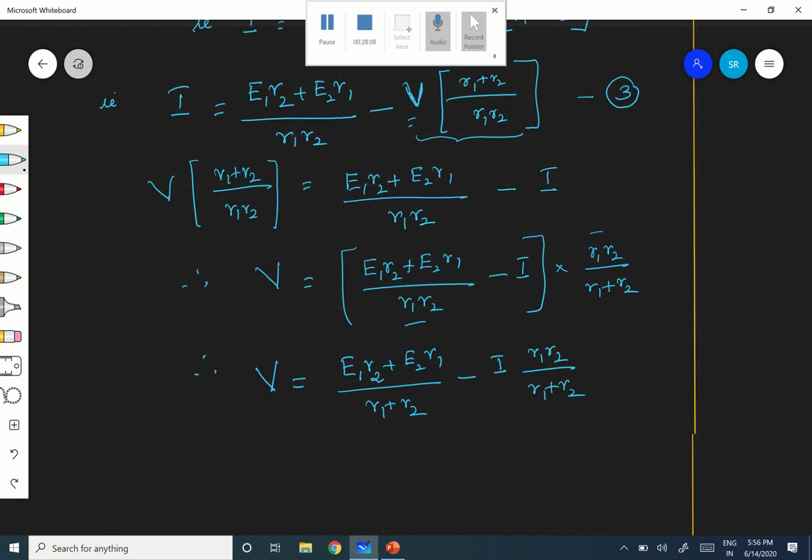Now I got the potential difference across both the cells between the points B1 and B2 in terms of the EMFs and internal resistance of both the cells, as well as the total current that is drawn. Now, the next step, what we did in the previous case: replace both the cells by a single cell so that the effect is the same.